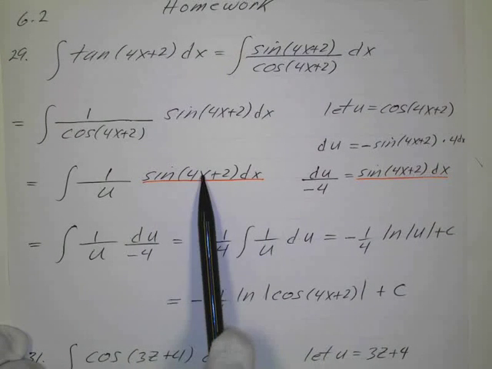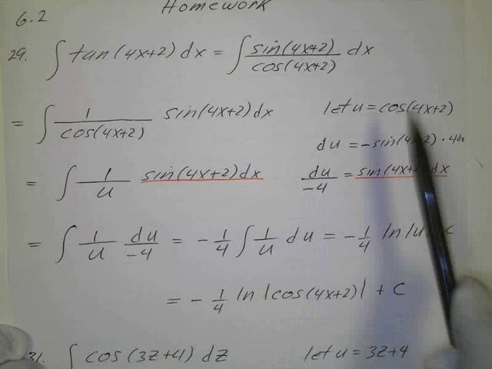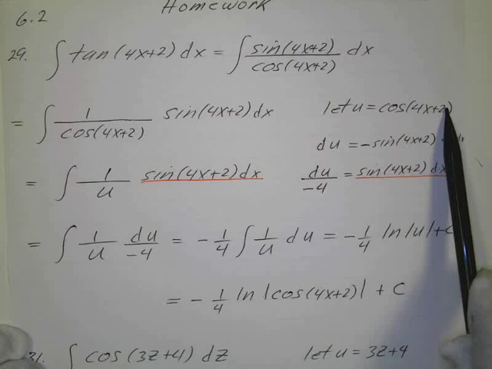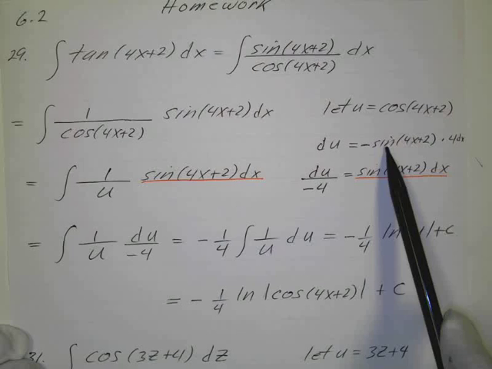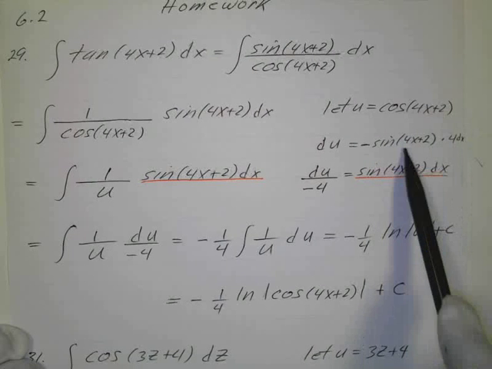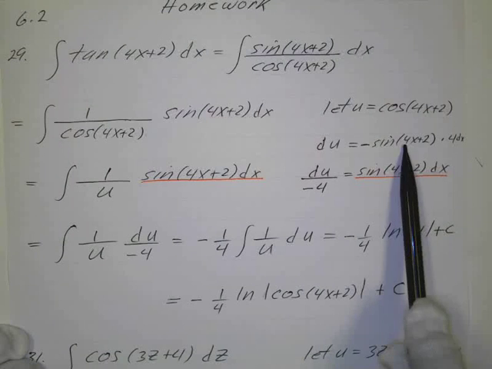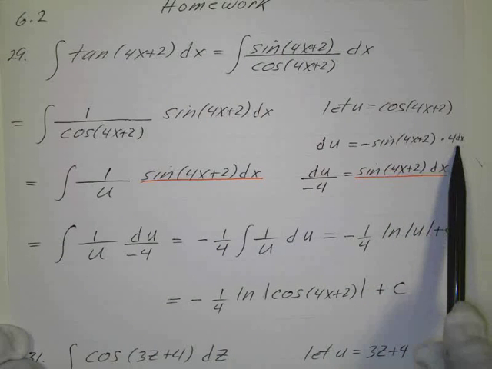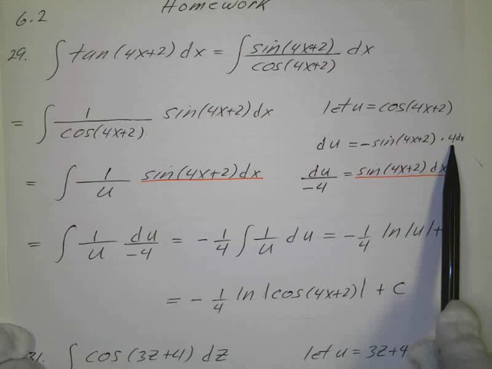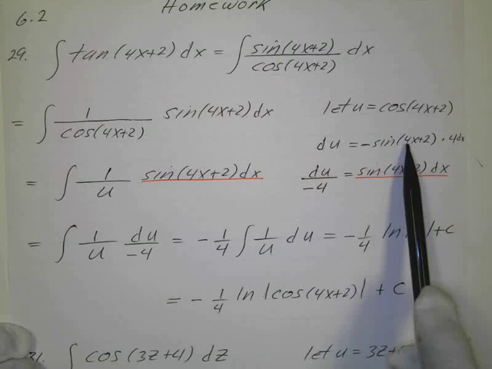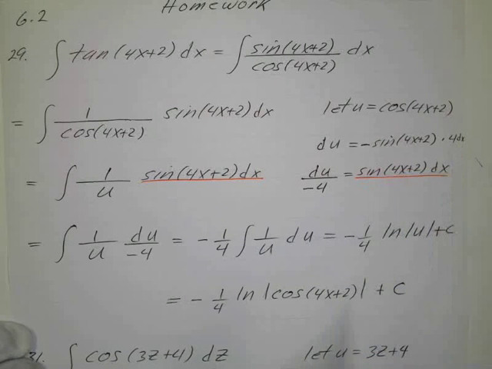And I have to get my u's to match up, so I'm going to take du. So du will equal the derivative of the cosine, and the derivative of the cosine is negative the sine of 4x plus 2, and I have to apply the chain rule, so times the derivative of the inside, which is going to be 4 dx. I hope you can see this, I kind of ran out of room.